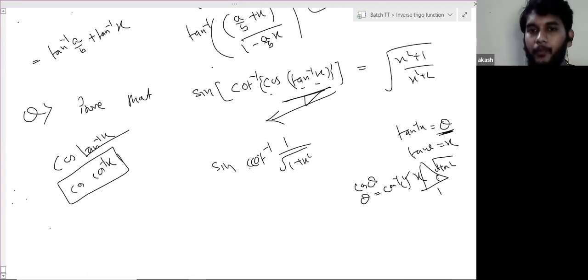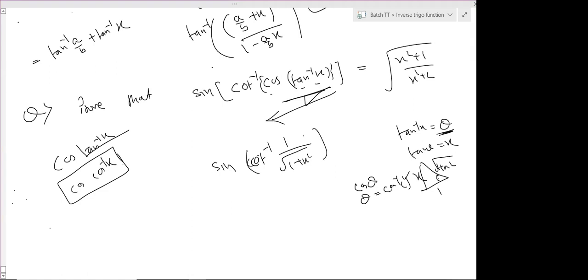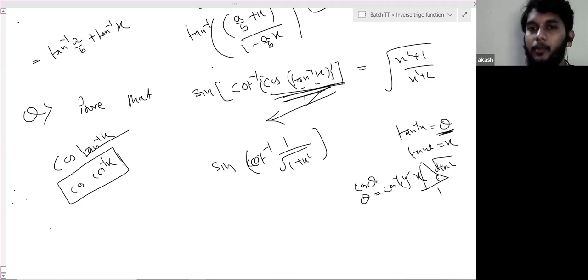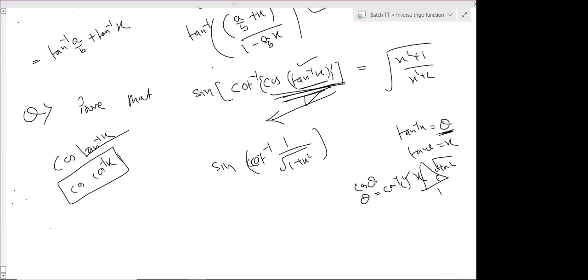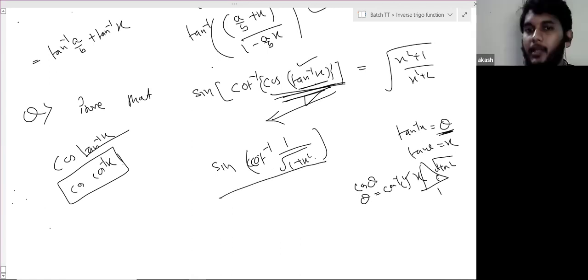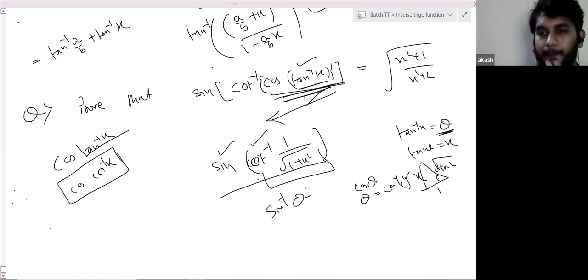All right. Now we can do the same thing again, right? See, for this, how did we solve? We converted tan inverse into cos inverse of something, right? Now this is the same question, but instead of sine, we have cos, and instead of tan, we have cot. So again, we can convert this thing into sine inverse of something. Yes or no?